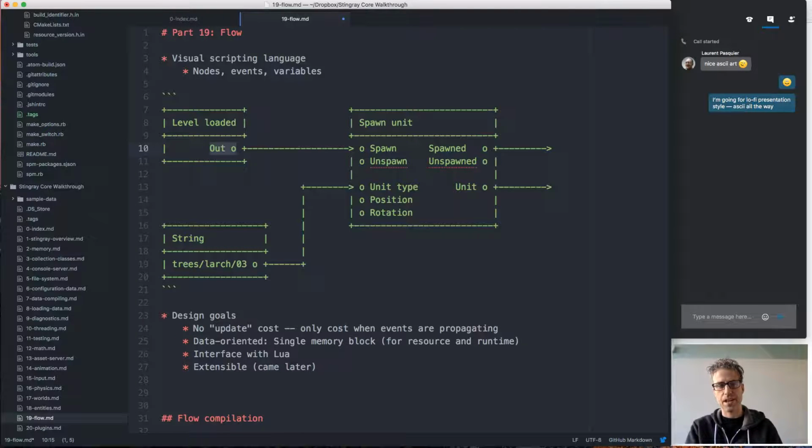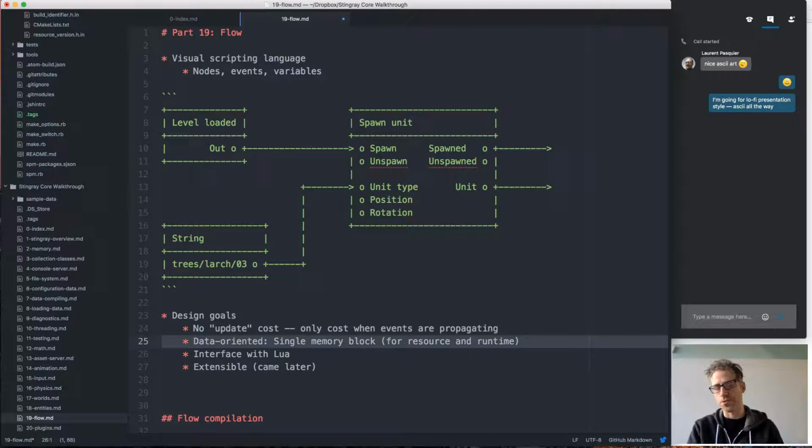So when this out event is triggered and this spawn event is triggered, then something happens, and we pay the cost of execution. But just having the flow graph around shouldn't matter, even if we have 10,000 nodes in this flow graph, as long as they don't get triggered. There shouldn't be any overhead to having nodes that aren't run in the graph. So that was a design goal.